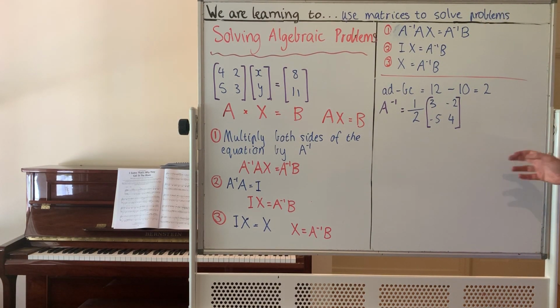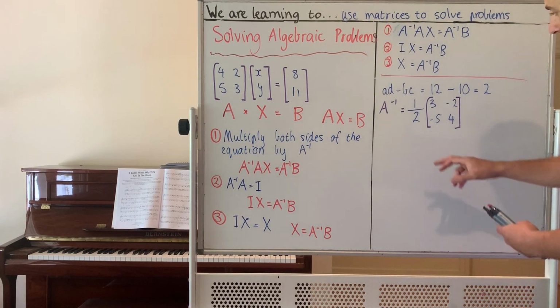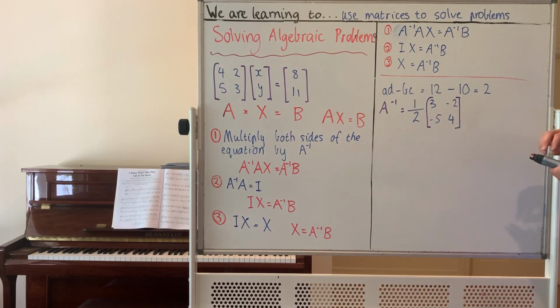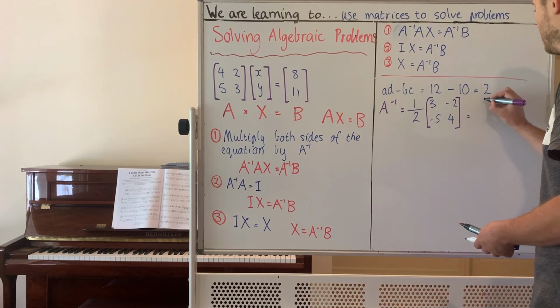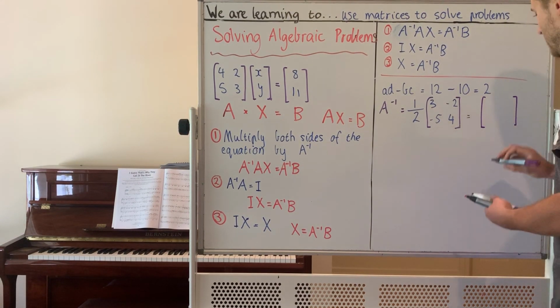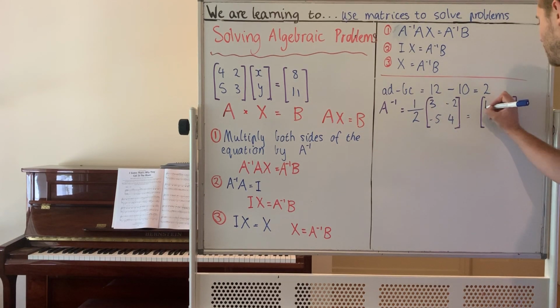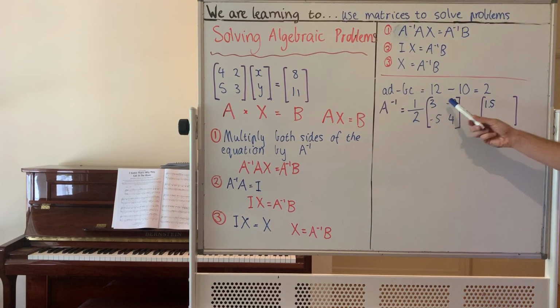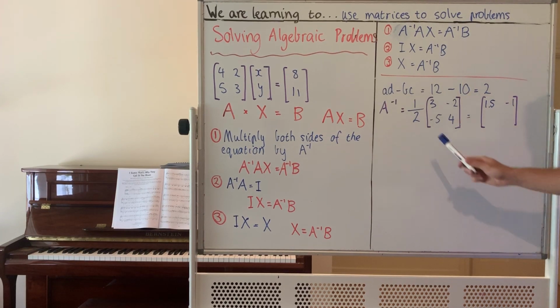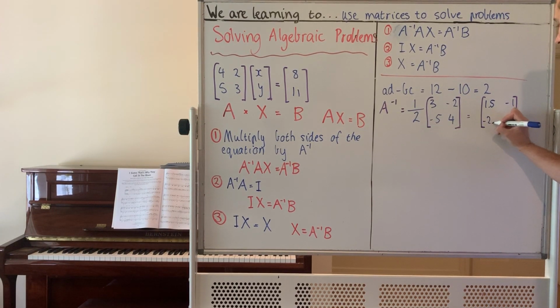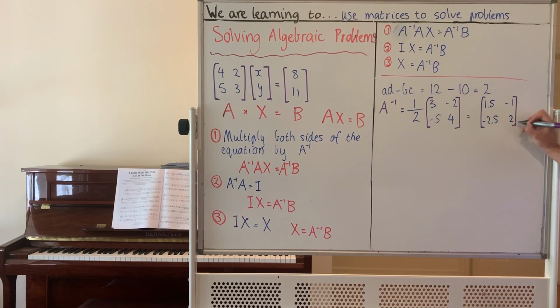When it comes to these questions, it's better to get rid of the fraction, not keep it there. So we need to multiply a half to each of the elements within the matrix. You can use fractions or decimals here, it doesn't really matter. I'm going to use decimals. Half times 3 is 1.5. Half times negative 2 is negative 1. A half times negative 5 is negative 2.5. And a half times 4 is 2. Alright, so we found the inverse of A.